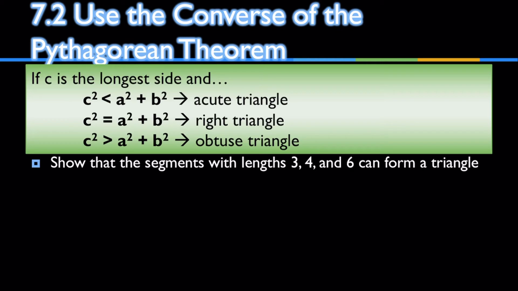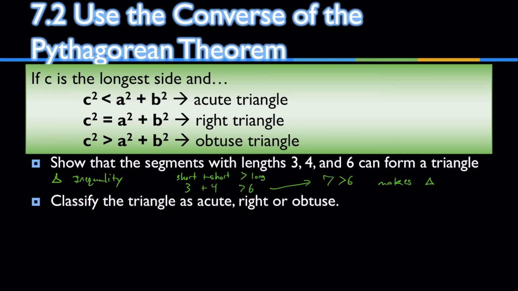So if our segment lengths are 3, 4, and 6, we need to first of all show they can form a triangle. If you remember, we need to use the triangle inequality, which said the two shorter sides added together have to be bigger than the longest to make a triangle. So our two shorter are 3 and 4. Is that bigger than 6? Yes, 7 is greater than 6. So it makes a triangle.